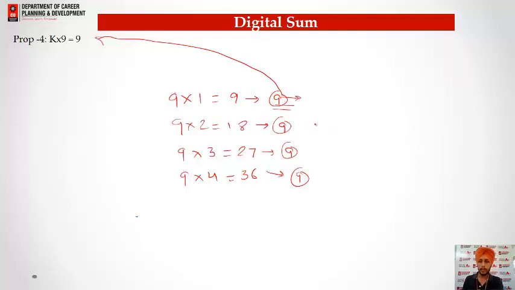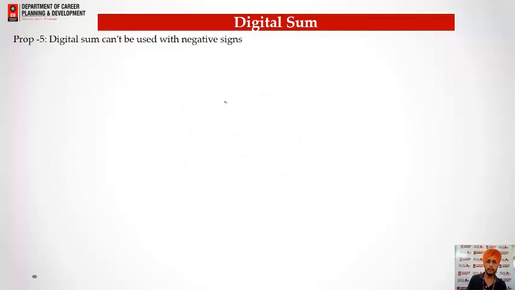Move to the next property, that is digital sum cannot be used with negative signs. For example, we have 55 minus 23. The digital sum of 5 plus 5 is 10, that is 1. 2 plus 3 is 5. So we cannot say the digital sum will be negative 4, or we cannot ignore the negative sign of this digital sum. This will be wrong. We will discuss how to eliminate the negative signs with the help of examples.